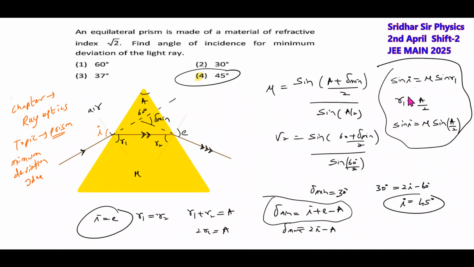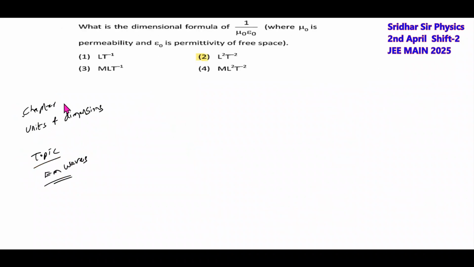We'll move to the next question. This question belongs to the chapter units and dimensions. In that, the subtopic will be EM waves. Based on EM waves, the question is asked here. What is the dimensional formula of 1 by mu naught epsilon naught, where mu naught is permeability and epsilon naught is permittivity of free space?